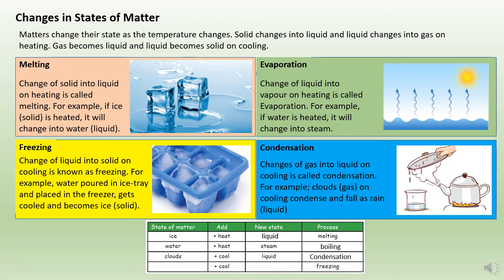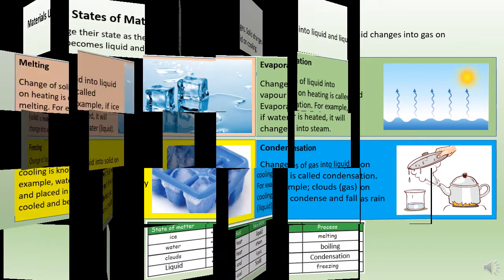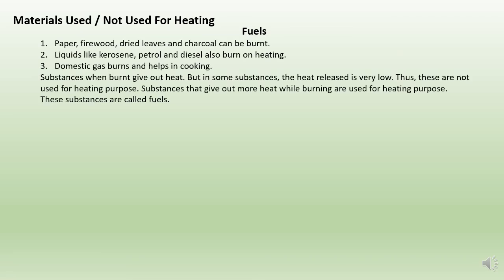The last one is liquid. When we cool it, it becomes solid. So when we cool water and freeze it, it becomes solid. It becomes an ice cube, and the process is freezing. So here are materials which are used for heating and materials which are not used for heating.